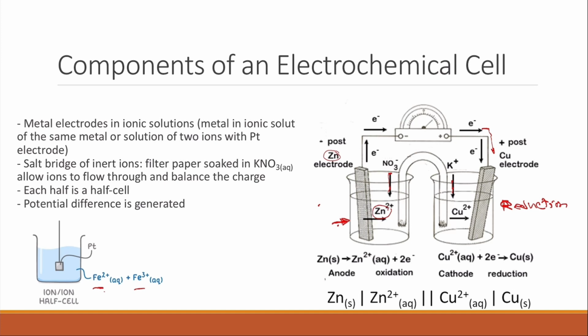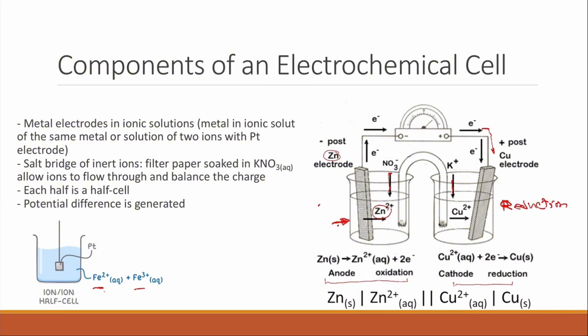As we can see, we can represent the equations, the oxidation and the reduction. Zinc will give you zinc ions plus 2 electrons, and the copper ion will gain 2 electrons to give you the copper. We can represent this electrochemical cell as follows.